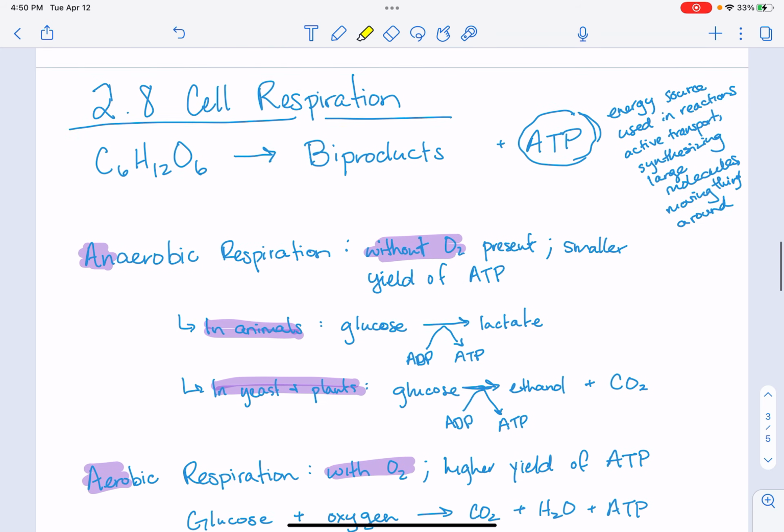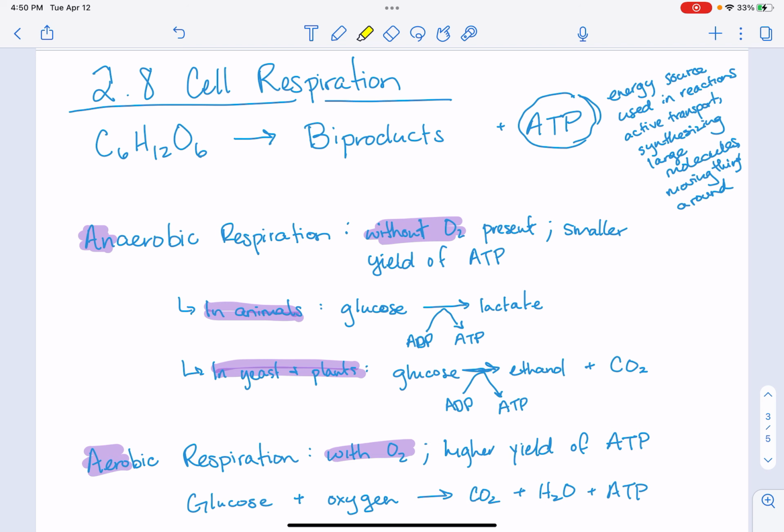Okay. Last two things, we have cellular respiration and photosynthesis.